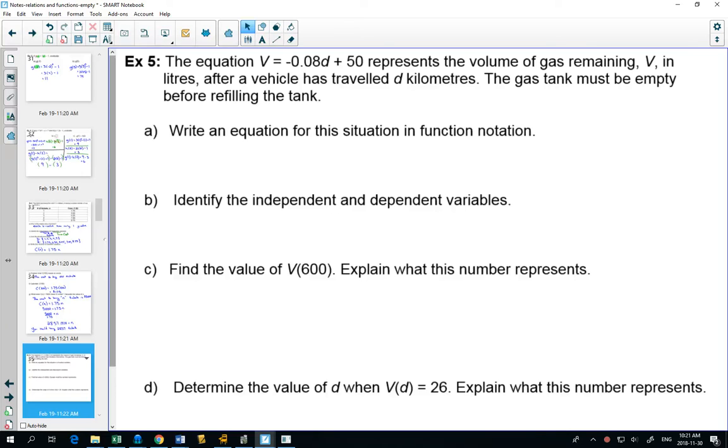This is our last example. The equation V equals negative 0.08 D plus 50 represents the volume of gas, V, remaining in liters after a vehicle has driven D kilometers. The gas tank must be empty before refilling the tank.